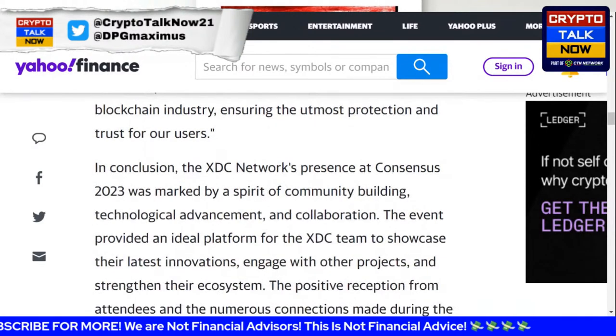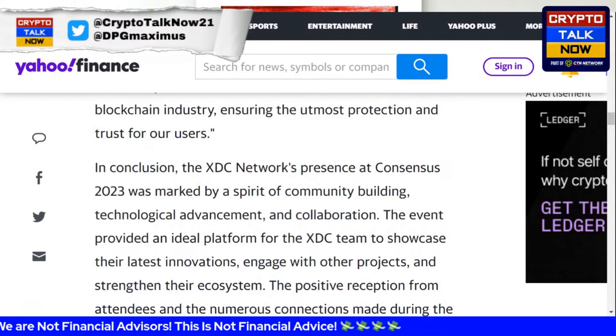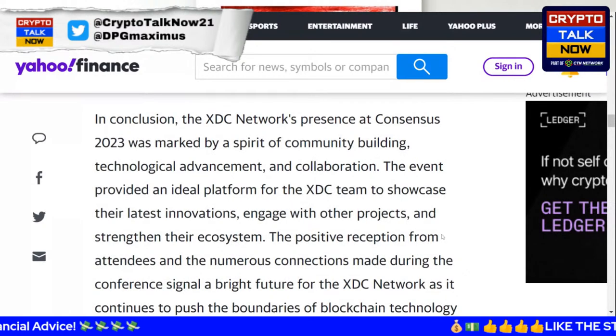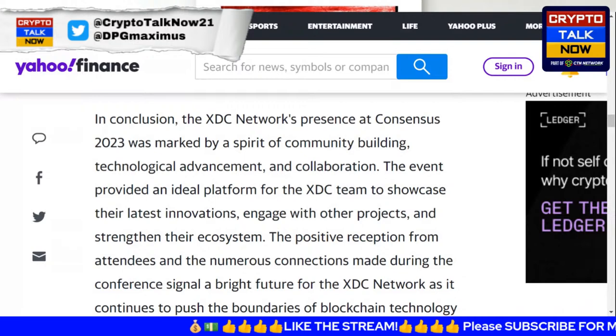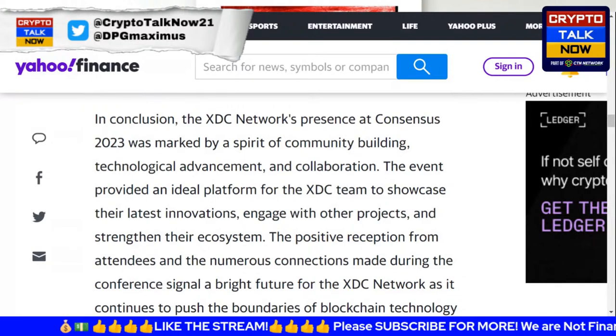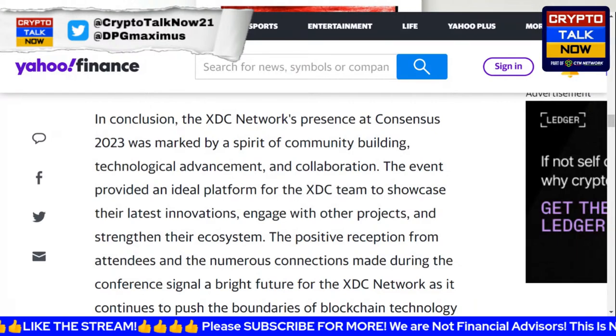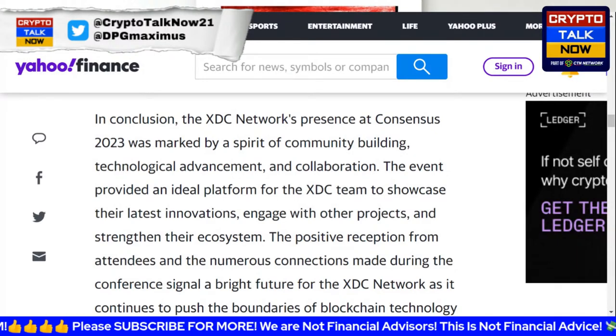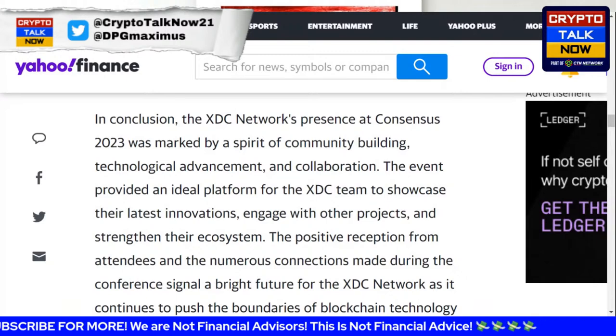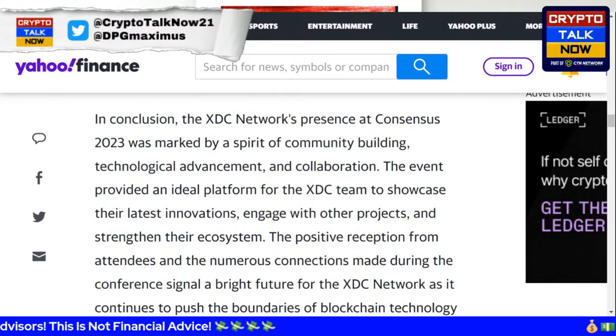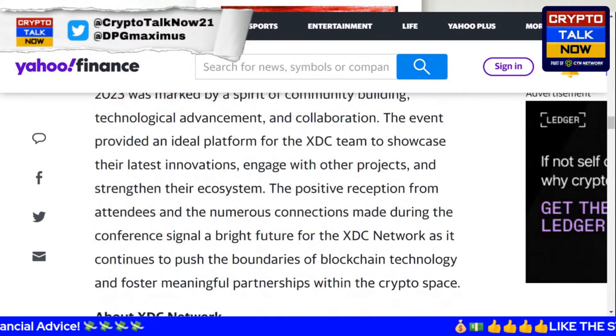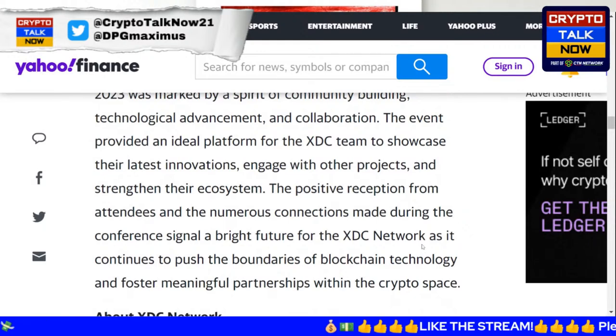In conclusion, the XDC network's presence at Consensus 2023 was marked by a spirit of community building, technological advancement, and collaboration. In a nutshell, people were impressed with what they saw. When you see a great presentation, it doesn't matter what it is, it's how it's presented. If people can see the passion from XDC's team for the future, that inspires people, right? When you see a spirit of community building, I think that's exactly what happened. The event provided an ideal platform for the XDC team to showcase their latest innovations, engage with other projects, and strengthen their ecosystem.